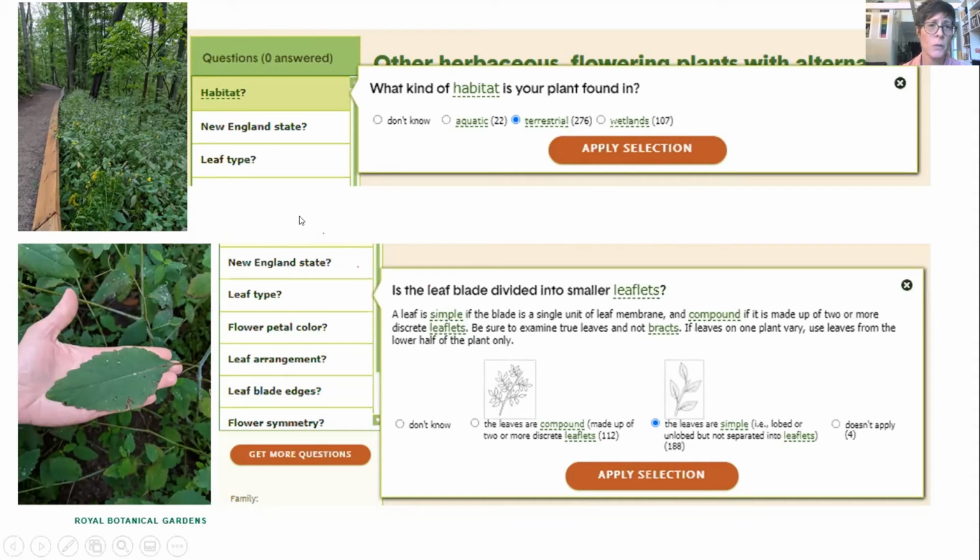The next question would be, which New England state is it in? It doesn't apply to me, so I'm going to choose to not answer that question. I'll go to the next one. What's the leaf type? And then when you click that, it gives you pictures and definitions again, which is so kind. So is the leaf blade divided into smaller leaflets? It's not. We already decided that is a simple leaf, so we select that option and apply the selection, which is going to take me down to 188 possibilities.